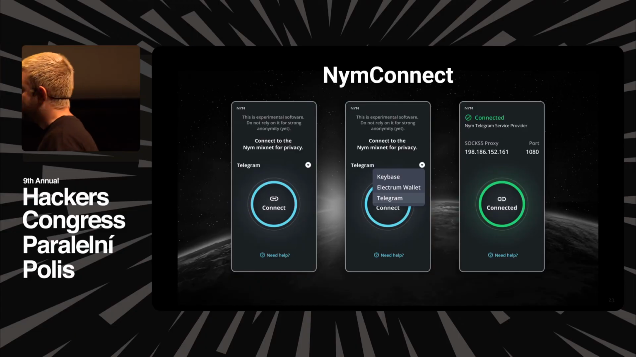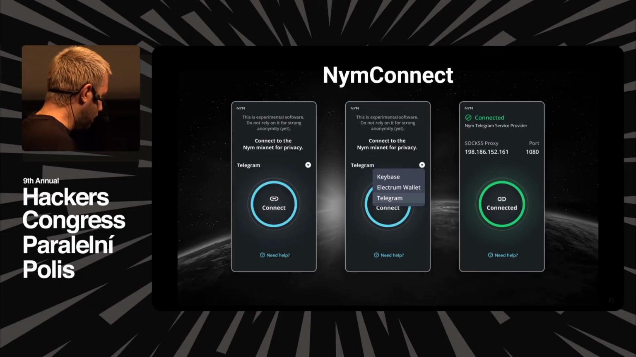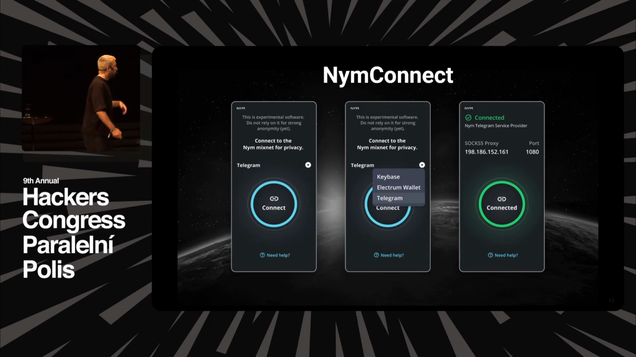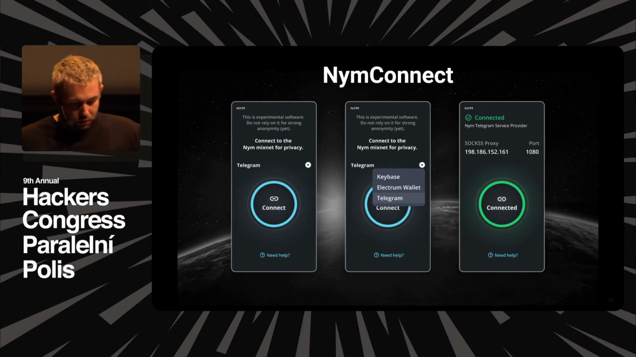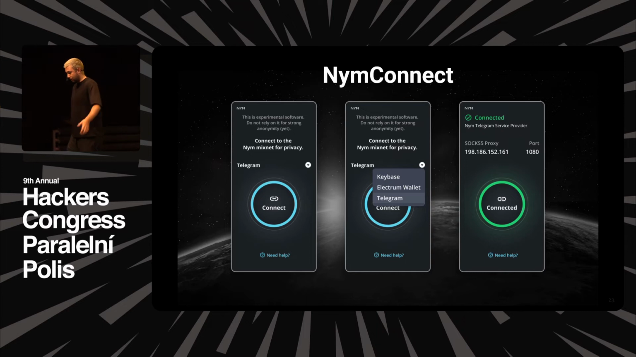But now the screen's back. So this is Nym Connect. It's a beta, very easy to use, single-button application, which at the moment supports Keybase, Electrum, and Telegram. In the next version, we'll also have Blockstream and a couple of other wallets integrated. So what you do is open it up, select the service that you want to connect to, connect, and then proxy that application traffic to the localhost port that it's listening on, and boom, you're using the mixnet.